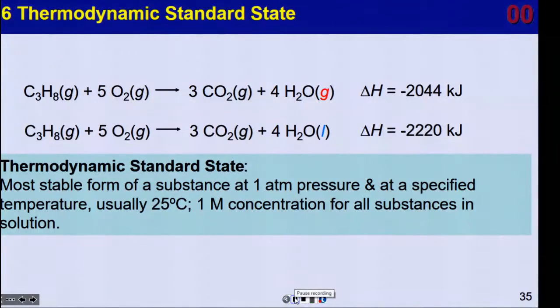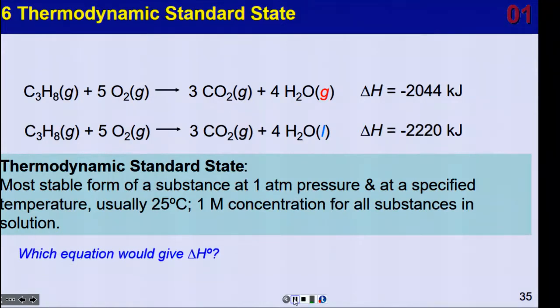To begin with, we have to describe what a thermodynamic standard state is. A thermodynamic standard state, in the diagram, the box in the center of the screen, shows you that it is the most stable form of a substance at 1 atmosphere, which is ordinary pressure, and at a specified temperature, typically something ordinary like 25 degrees Celsius. And if it's in solution, we'll talk about 1 molar concentrations for each of those substances in a solution.